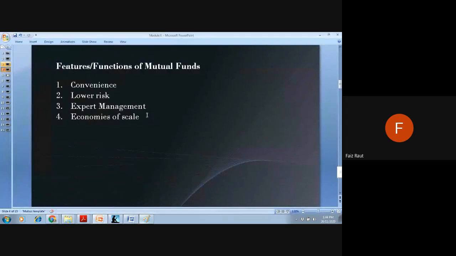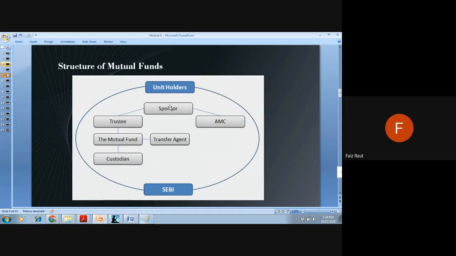Then after that, we did the features and functions of mutual funds, why it is convenient, and why it is at a lower risk, because the risk from the ups and downs of the securities market is reduced, as your money has been parked in debt, equity, and everywhere. So you have diversified your money, so your growth is slow, but your downside is also slow, so it is a low risk instrument. Then expert management is there. Your fund manager will do the study and use his knowledge to invest. And economies of scale is definitely there. Everyone will put in their money, so it will be a huge pool, so economies of scale can be achieved easily. Then we did the structure of mutual fund, who is there and what.